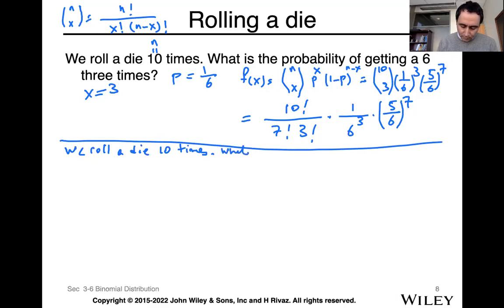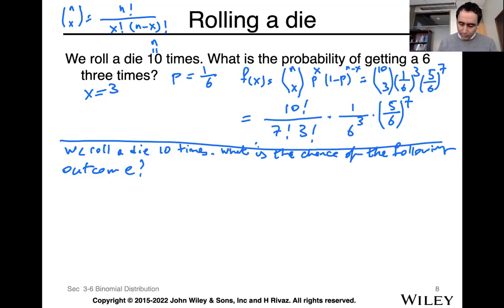What is the chance of the following outcome? Right. So the outcome is the following.